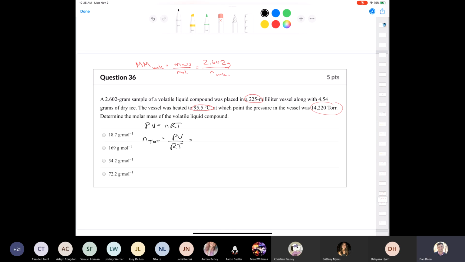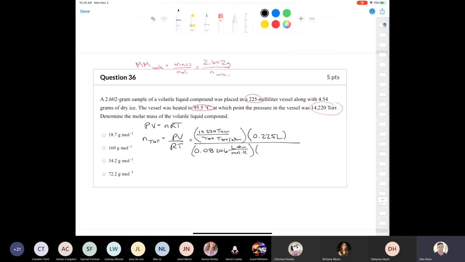I'm given the pressure in torr. I have to convert that into atmospheres. And so I'm going to put that in the numerator, 14,220 torr divided by 760 torr per atmosphere. I'm going to multiply that by the volume in liters, 225 milliliters. In liters, I divide that by 1,000, I get 0.225 liters. The gas constant, 0.08206 liter atmospheres per mole Kelvin, like that.